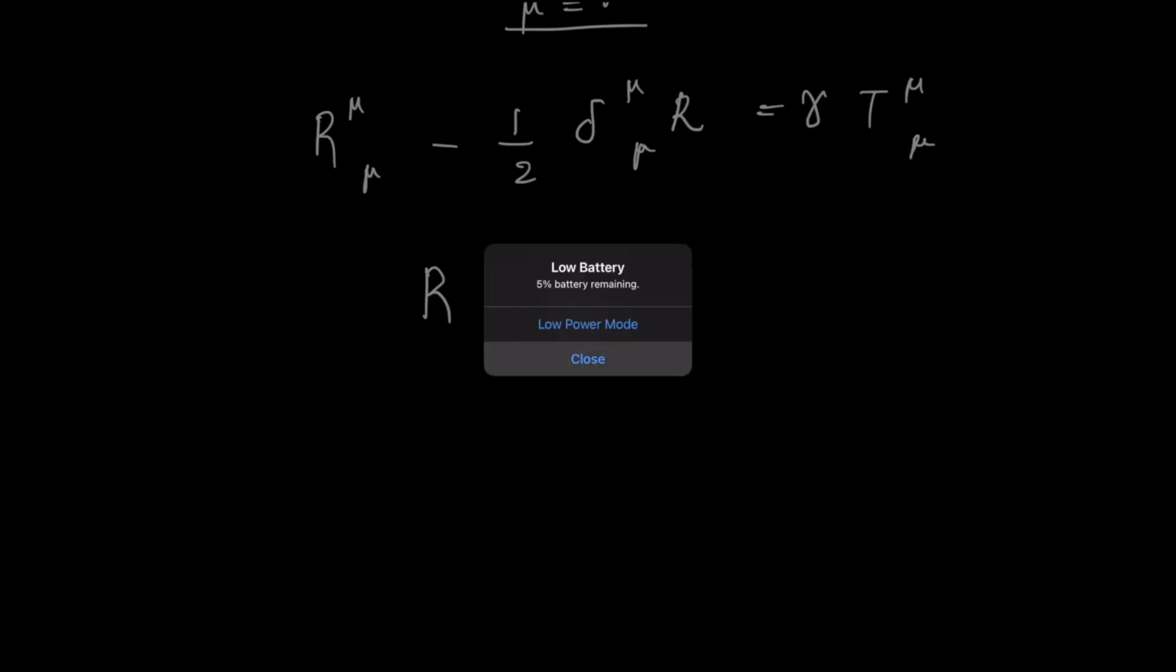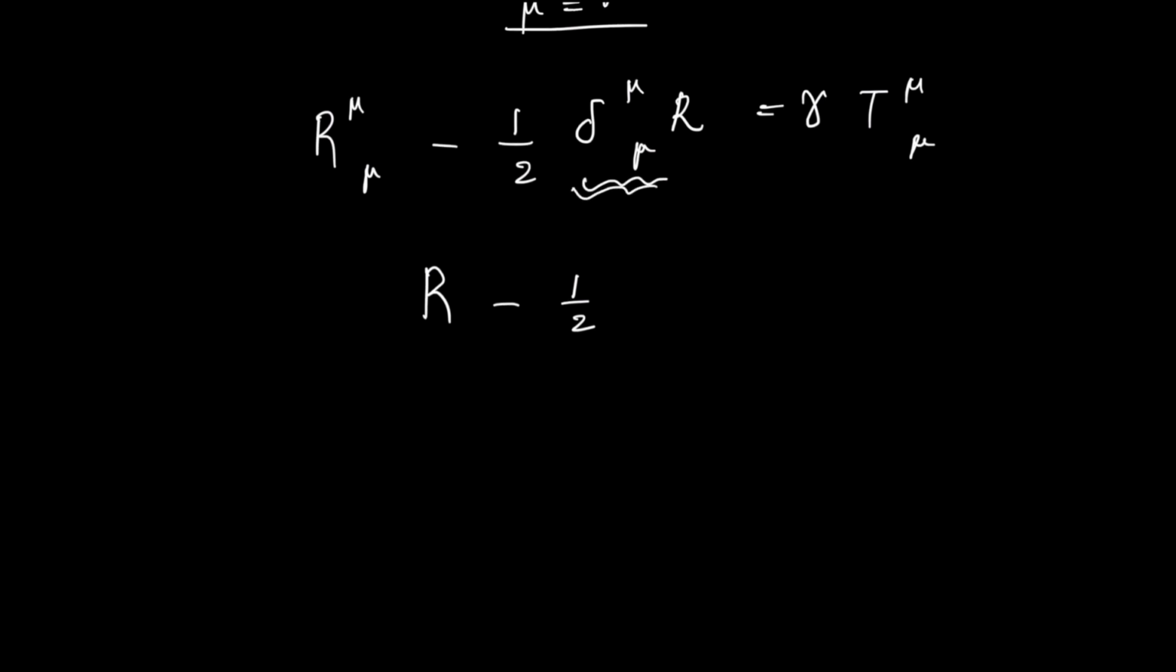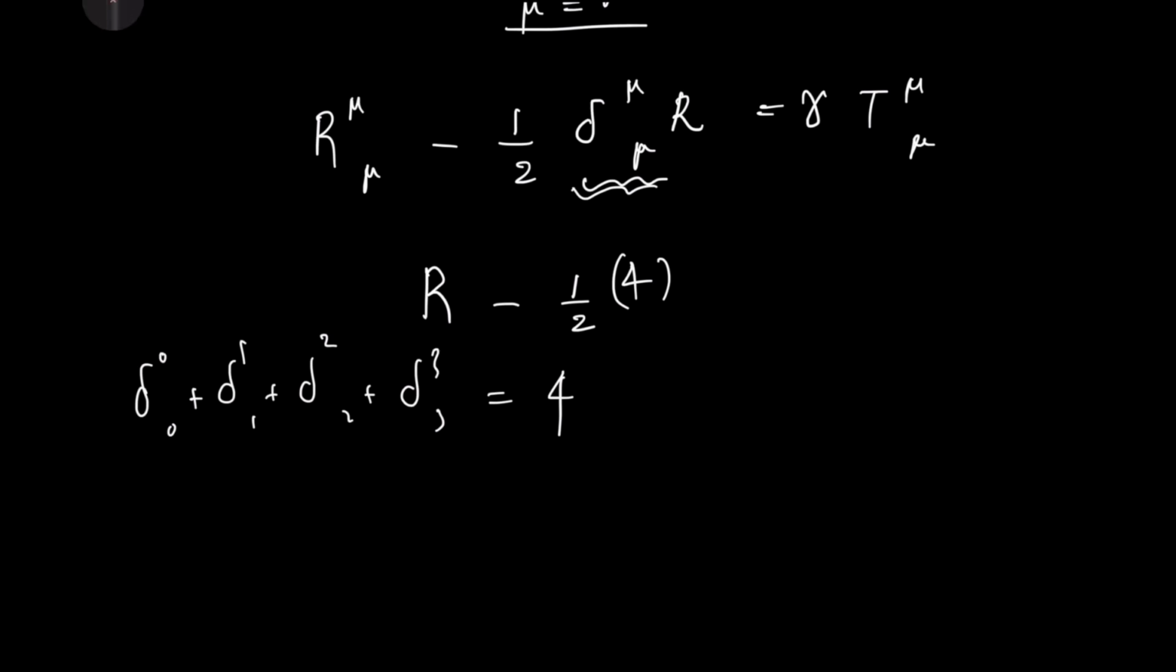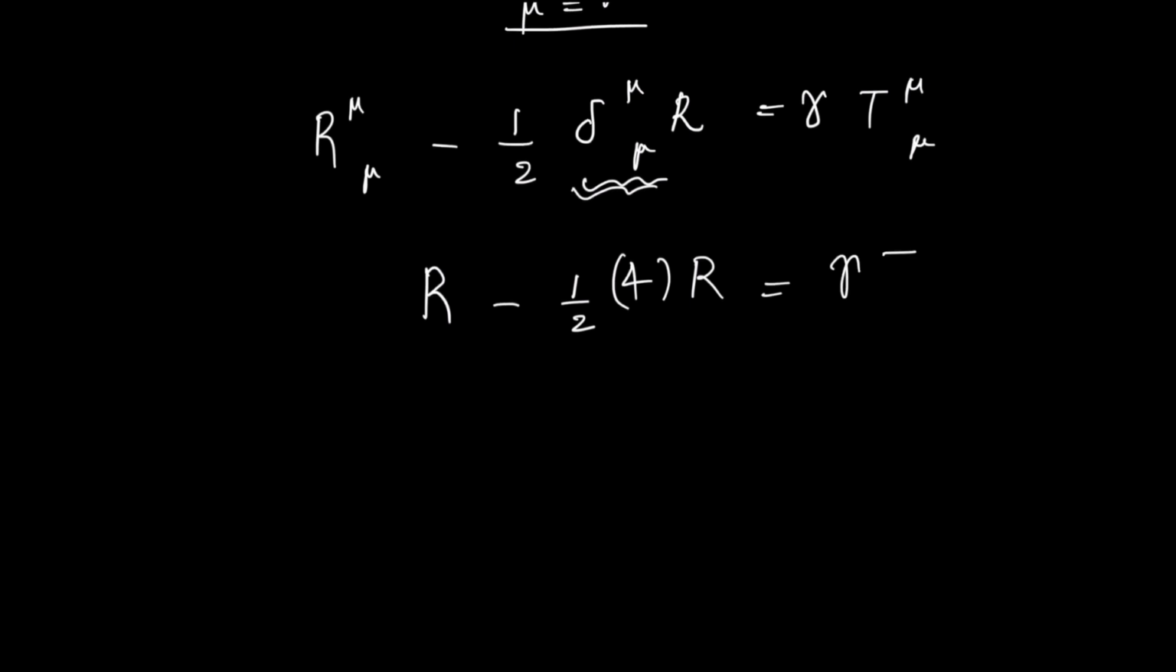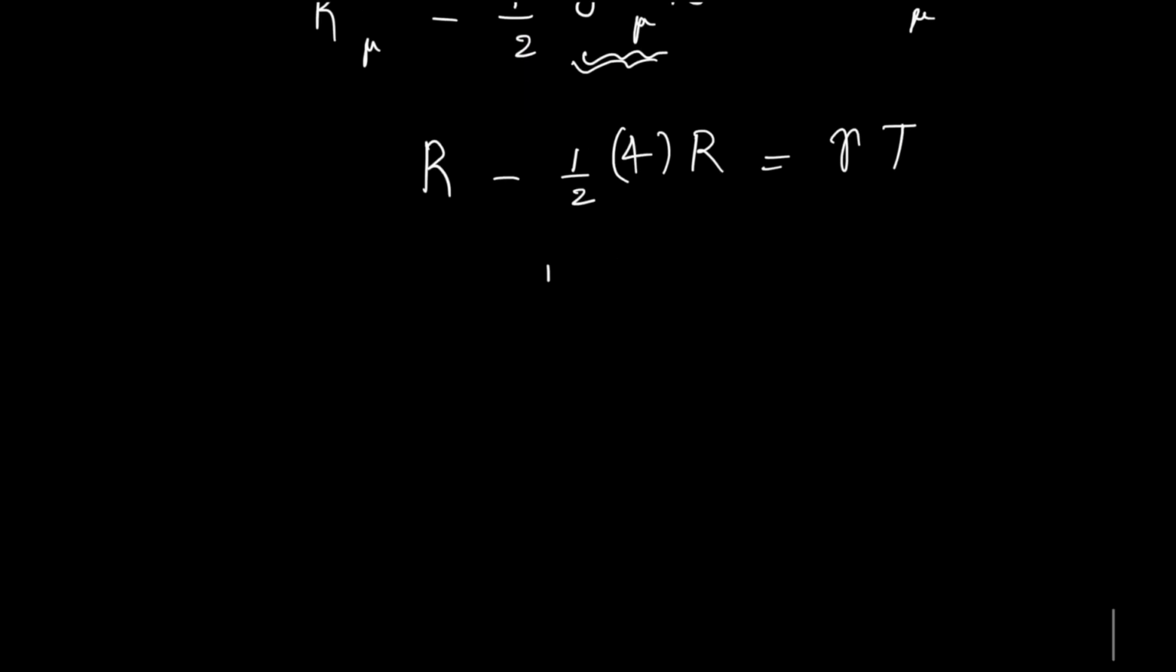Now this delta^mu_mu is unity. So unity in 4 dimensions will be 4, right? Remember, delta 0 0 plus 1 1 plus 2 2 plus 3 3. So this will be 4. So unity in 4 dimensions will be 4. So I am writing 4, then R is equal to gamma T, where T^mu_mu will be T. So this will be R minus 2R is equal to gamma T, or I can write R is equal to minus gamma T.